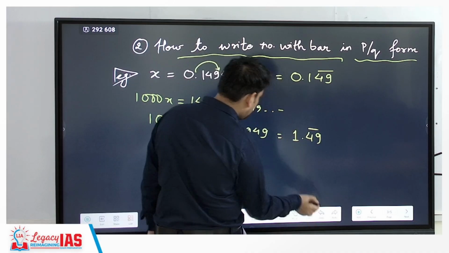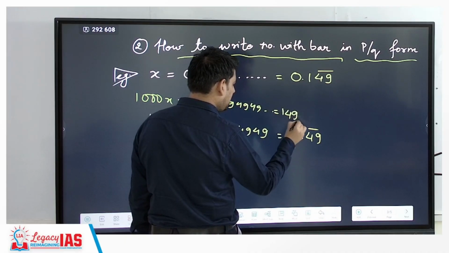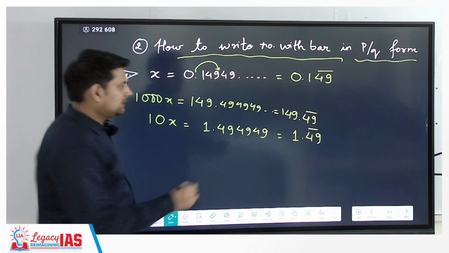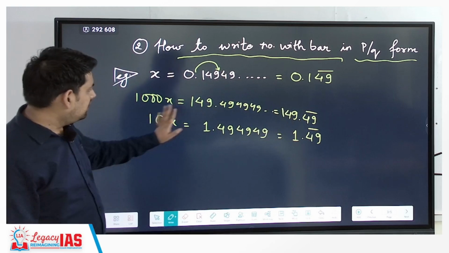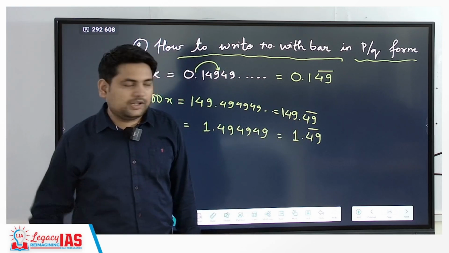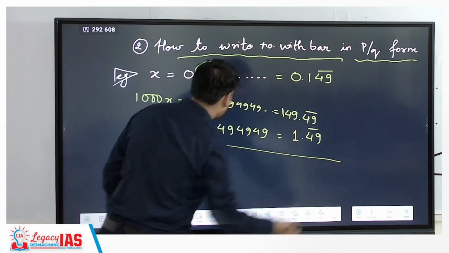This can be written as 149.49 bar. Can you see this clearly? This can be written as 149.49 bar. Now see the magic. Why were we doing it like this.